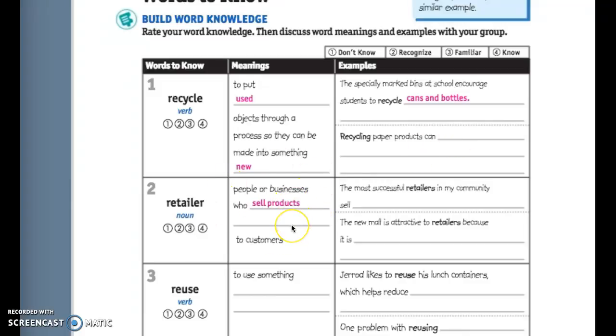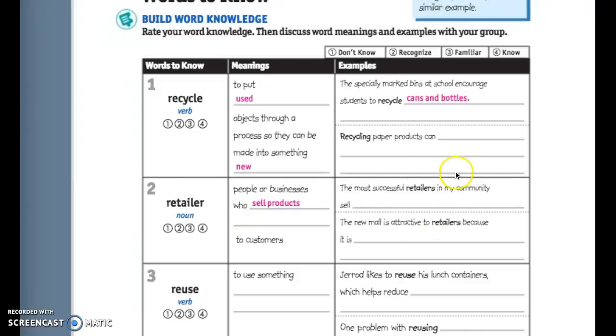Sell products to customers. So Walmart, Target, even the guy on the street corner who has a bunch of Nike shoes for you to buy, in a way, he is a retailer. He's a person who's selling products to customers. All right? And so you deal with retailers almost every day, but you might not be aware of the word retailer as it relates to them.